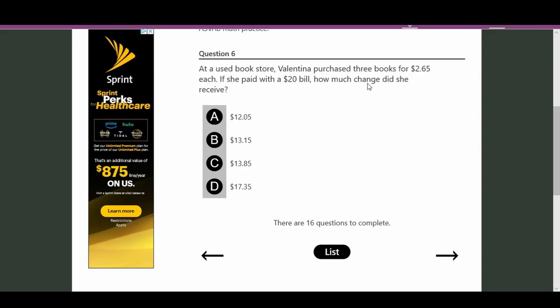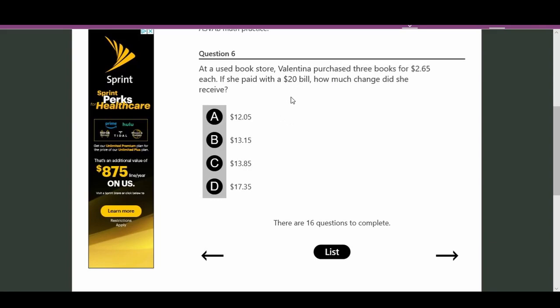Number 6 says, at a used bookstore, Valentina purchased 3 books for $2.65 each. If she paid with a $20 bill, how much change did she receive? So far we've done division with decimals, long division with decimals, multiplication with decimals, and this problem is going to force us to do multiplication with decimals as well as subtraction with decimals. So in 6 problems of the arithmetic reasoning practice test, we've already worked with decimals that many times. On your ASVAB, you're either going to be forced to work with decimals or fractions, so it's a good idea to be pretty proficient with both of them. But nonetheless, let's set this one up.